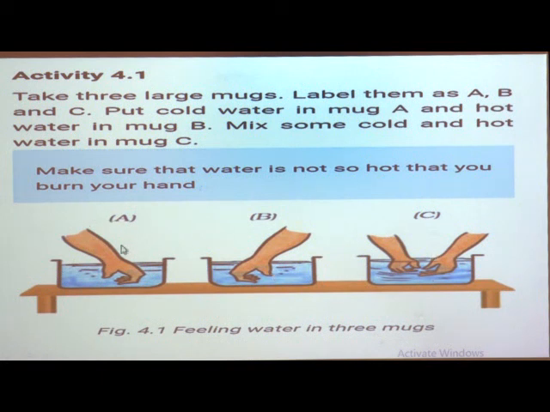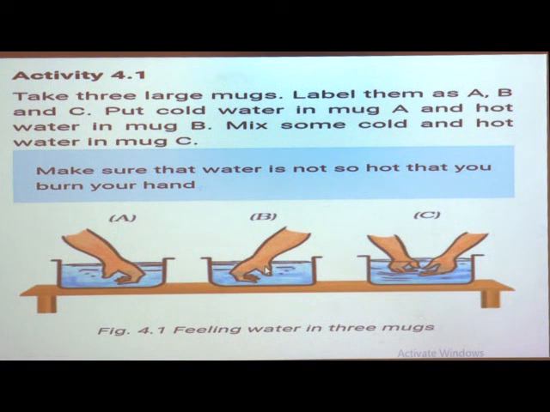So whenever you are going to pour this hot water in pot B, you have to make sure that the water is not so hot that you burn your hand. So you don't have to boil that water, okay. It should be only lukewarm water, okay. You have to take this type of hot water in which you can keep your hand easily. So it will not burn you, that is the precaution you have to take.